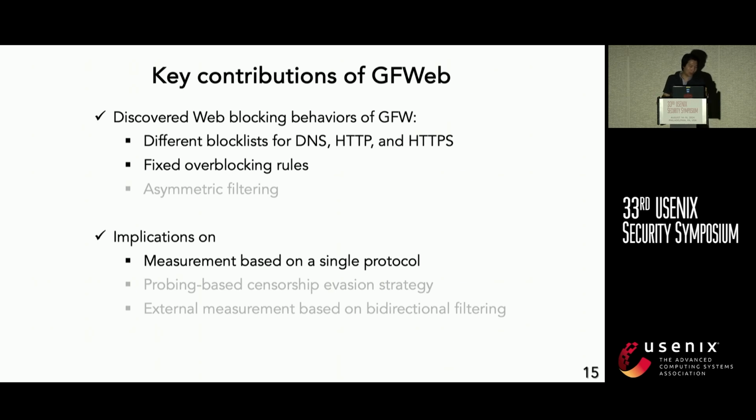There's also asymmetric filtering that I didn't have time to go through, but it's in the paper. There are also implications of this work: if we're going to measure the Great Firewall or any other firewall, we should measure it across multiple layers, because otherwise, if we measure only one layer, the chance that we see just one aspect of it is very high.